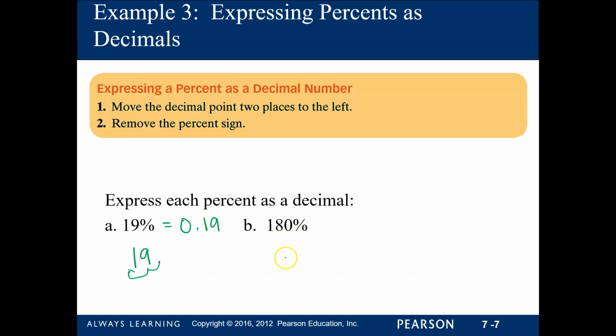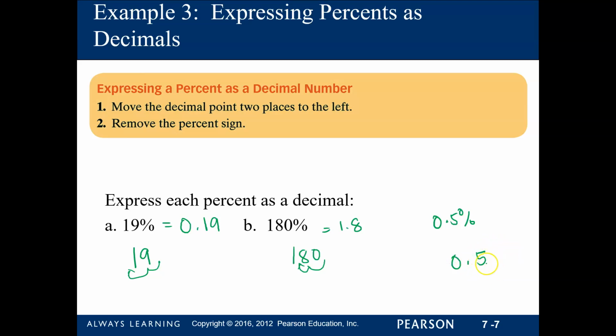In the case of 180%, the decimal point is right after the 0. So we move it 2 to the left. So that's going to give us 1.8 as our decimal. Now, if you have percents that are expressed in decimal form also, so say, for example, 0.5%, the same rule applies. We still need to move the decimal point 2 places to the left. So this is going to be 0.005.